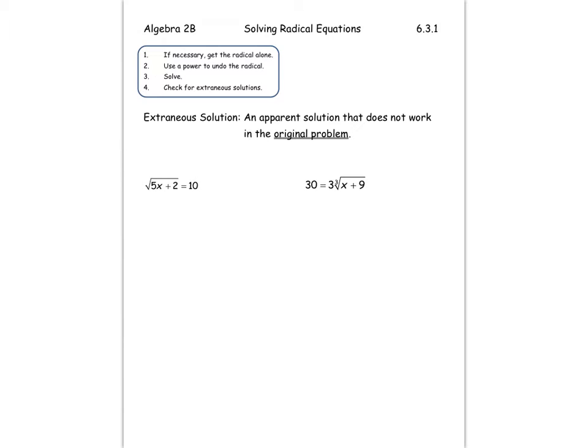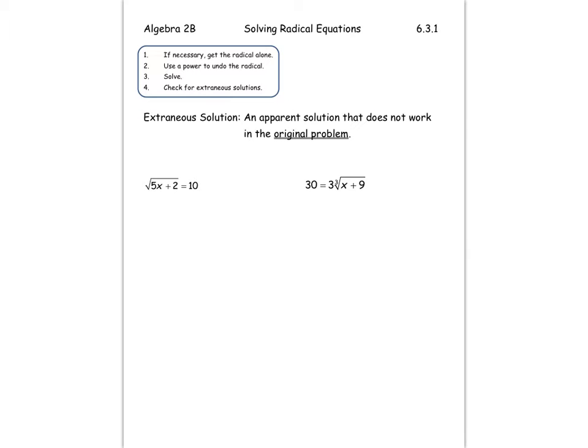Okay, so for today, we're solving radical equations, and these will be level 1 in difficulty. First we're going to get the square root or the cube root by itself, and use a square or a cube to undo the radical. We're going to solve the equation for x, and then we're going to plug that x in and check for extraneous solutions. An extraneous solution is an apparent solution that does not work, does not check in the original problem.